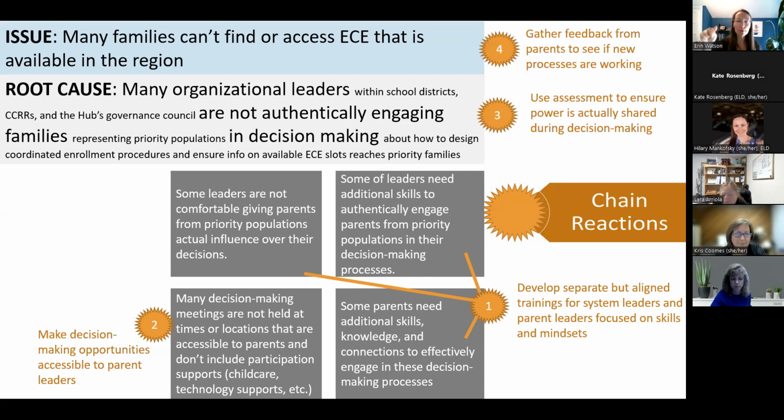And even going all the way up to the issue to make sure that you're getting feedback from parents to see if some of those new processes are working, that they're able to actually find early care and education childcare, given some of the changes that have been made. So, chain reaction twofers. So what does this look like live?